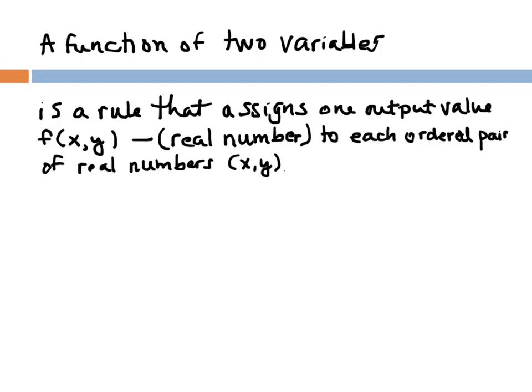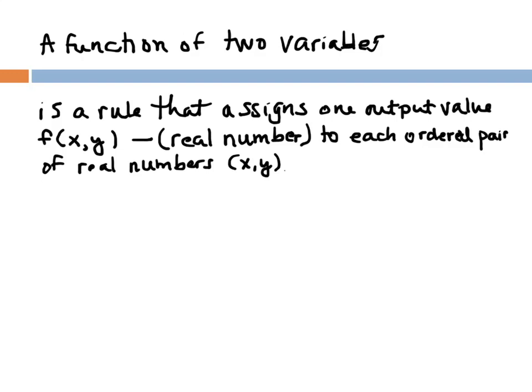Now, we encountered some images in Calc 3 that weren't functions, things that look like spheres or ellipsoids, right? You guys remember those? So there wasn't just one output for each input value. So this doesn't always happen, but when it does, it's called a function. All right. Let me write one more thing before I write that.